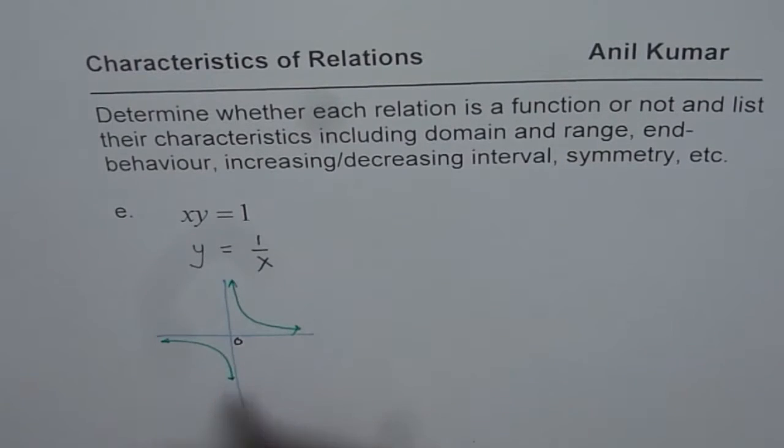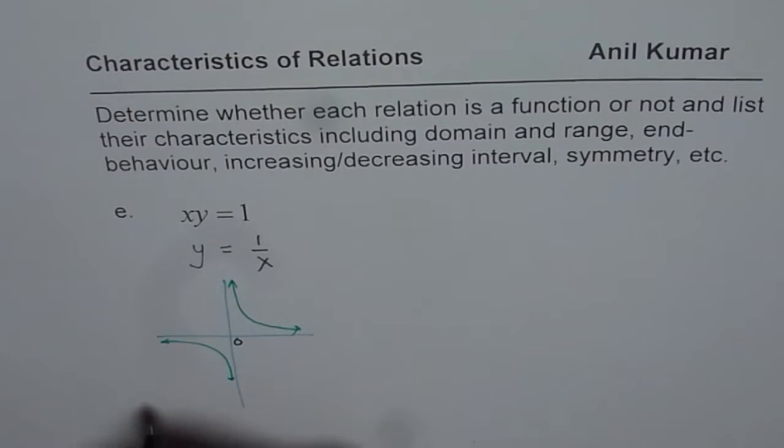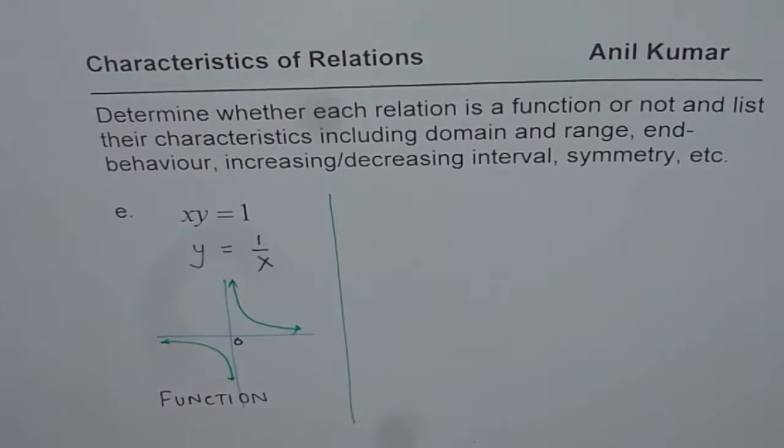Now we know if we draw a vertical line, it only intersects at one point. Therefore, it is a function. So we know it is a function, right? So that is the first part. Now let us list a few characteristics of this particular function.